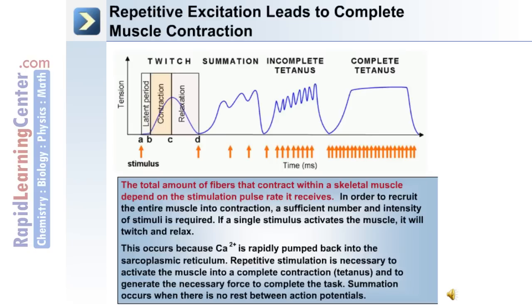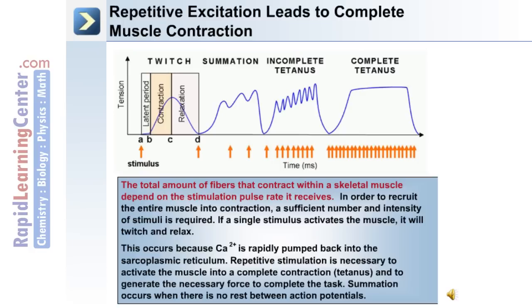Complete muscle contraction requires repetitive excitation. The total amount of fibers that contract within a skeletal muscle depends on the stimulation pulse rate it receives. In order to recruit the entire muscle into contraction, a sufficient number and intensity of stimuli is required. If a single stimulus activates the muscle, it will twitch and relax.